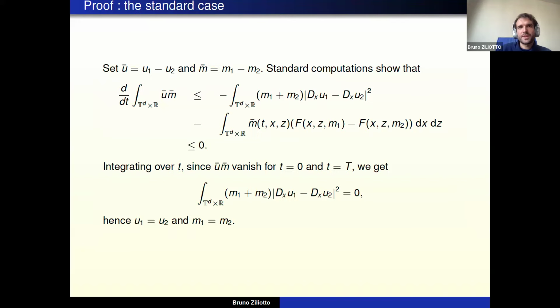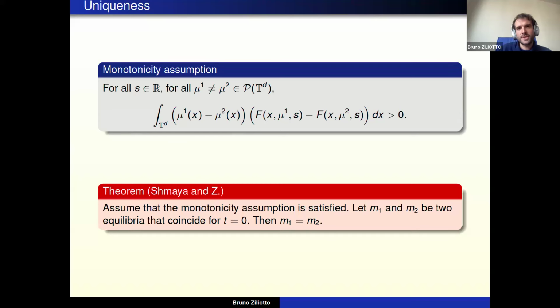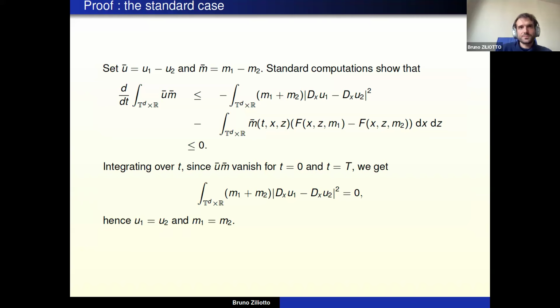So let me go through the proof. It's a bit technical, but I will try to go rather slowly. Let me first start with the standard case, which is a very classic proof. How do we prove uniqueness in the standard case? We have two solutions, U1, M1 and U2, M2, and we want to prove that they coincide. So we set U bar the difference between U1 and U2, and M bar the difference between M1 and M2. Our aim is to prove that U bar and M bar are equal to 0.